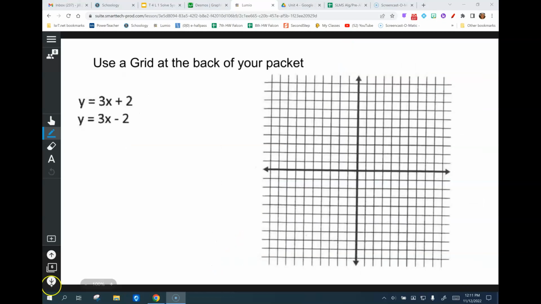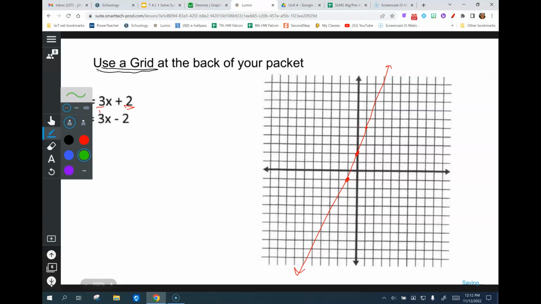Okay, good. Now this one we're going to graph on a grid in the back of your packet. So go to the back of your packet. We're going to graph back there now. And I should have used this one for my last one because it would have been better. Okay, so I'm going to graph that first one. My y-intercept is 2. And my slope is 3 over 1. So I'm going to go up 3 over 1. I'm going to go down 3 over 1. Okay, there's my first line. Second line, my y-intercept is negative 2, and I'm going to go up 3 over 1, and I'm going to go down 3 over 1.